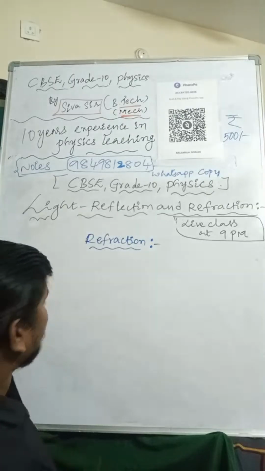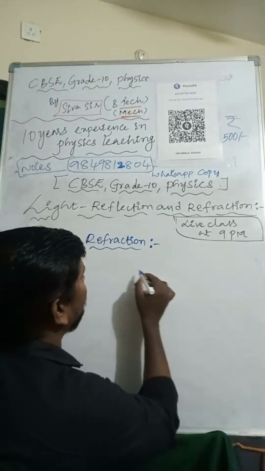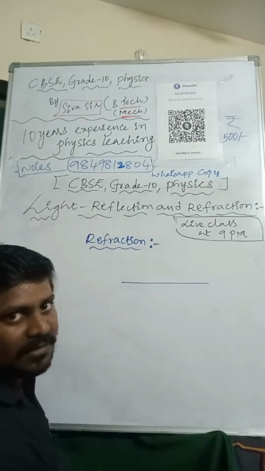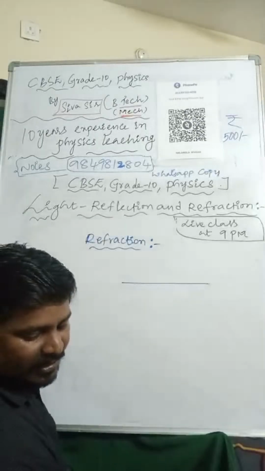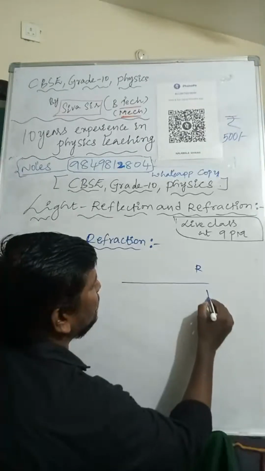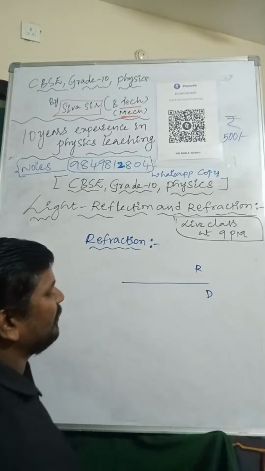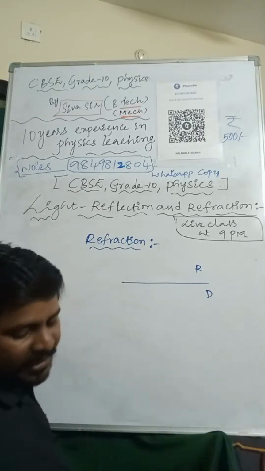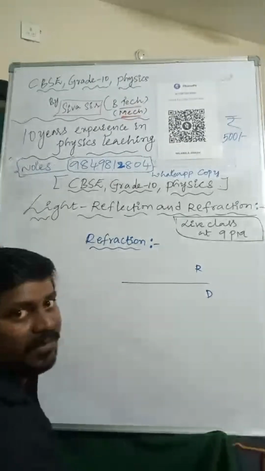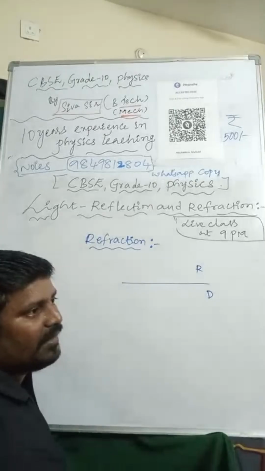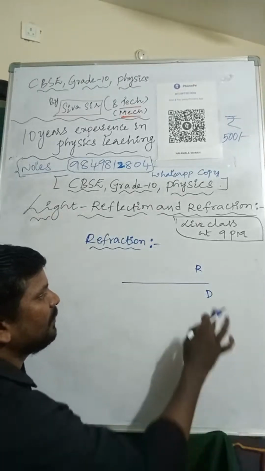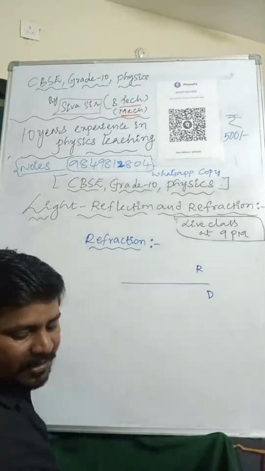Okay, so I am taking this as the surface. This is the rarer medium, and this is the denser medium. A medium in which the speed of light is more is called the rarer medium. A medium in which the speed of light is less is called the denser medium.